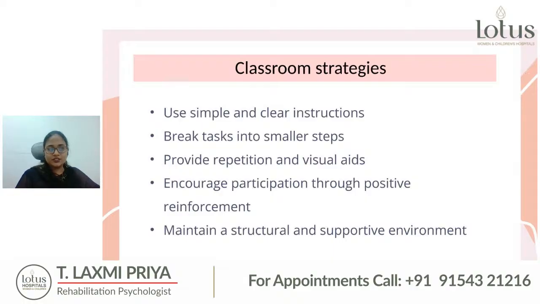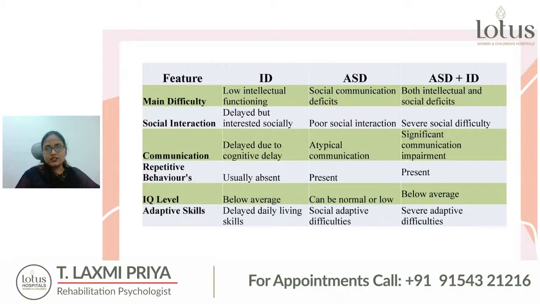So, what are the main differences between ID and ASD, and ASD with the comorbid condition of ID? In ID, the main difficulty is reasoning difficulties because of delay in cognitive development and low intellectual functioning. In ASD, especially, they have difficulty with social communication deficits and behavior also. When a child presents with both ASD plus ID, they have delay in cognition, intellectual functioning, adaptive skills, and social deficits also.